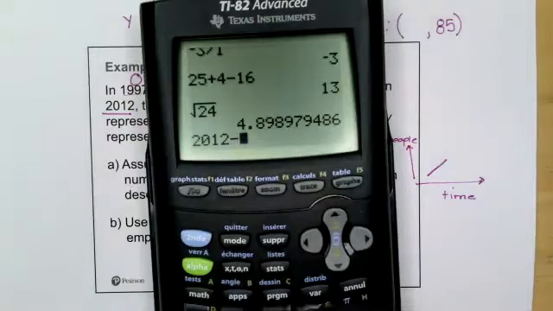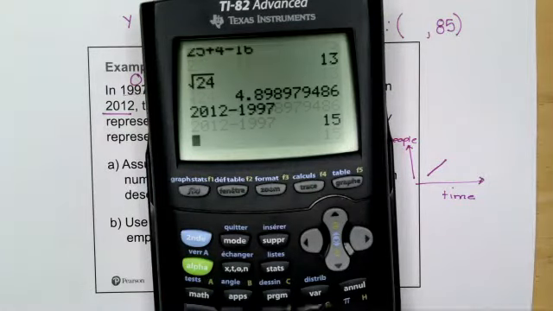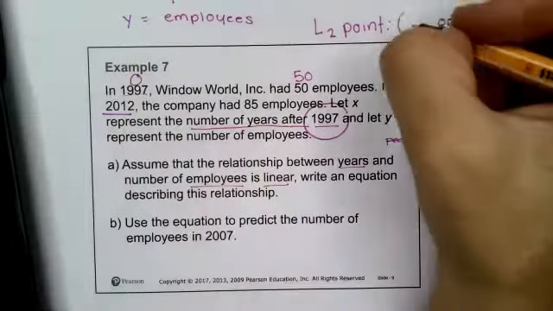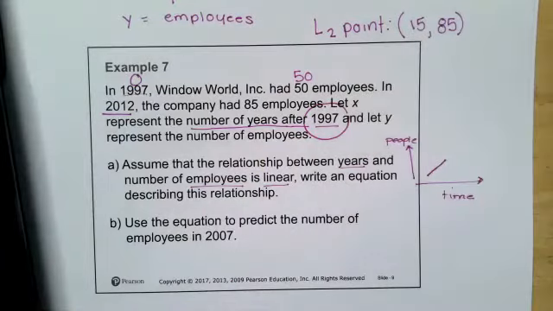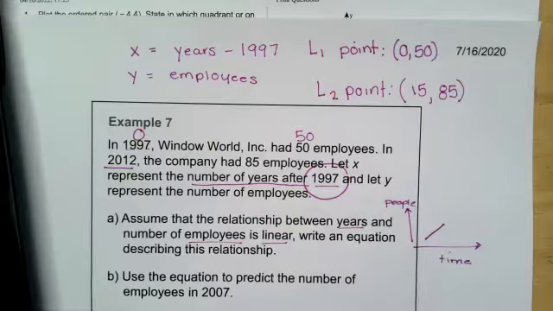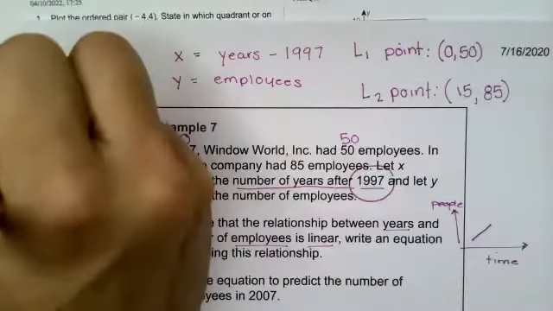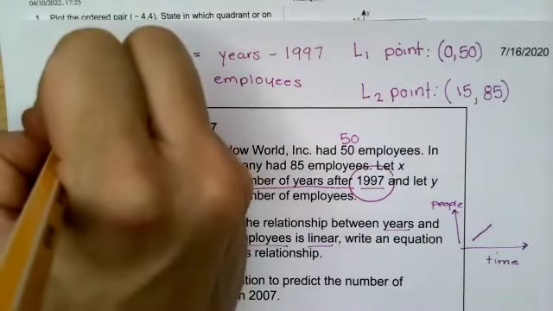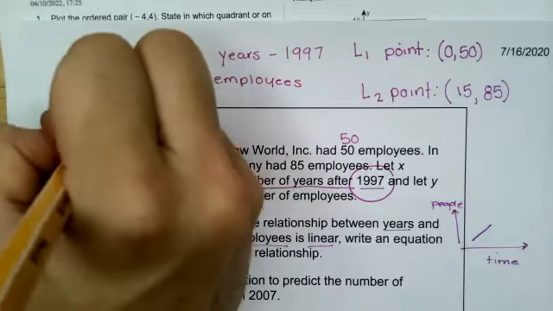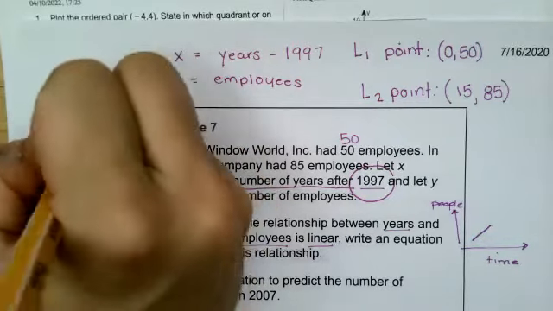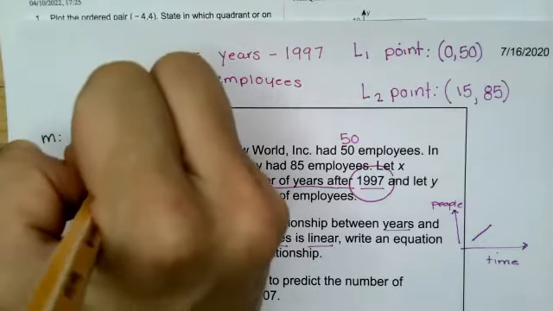(2012) minus 1997 is 15. So now I have 2 points. I can find the slope now that I have the 2 points. Sorry, I wasn't even keeping that in the correct frame. My slope equation for 2 points is y2 minus y1 on the top over x2 minus x1 on the bottom.